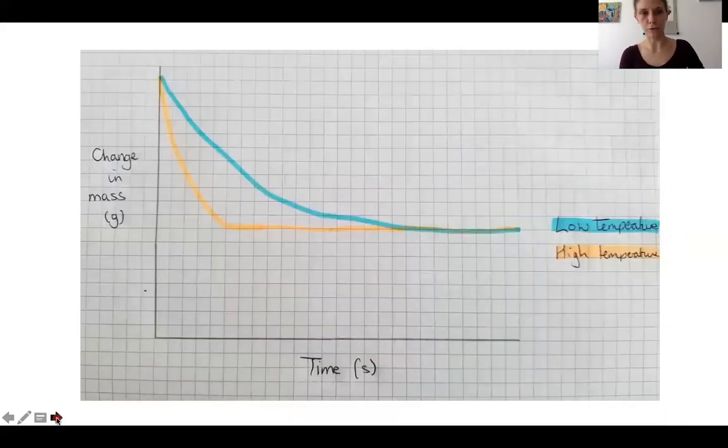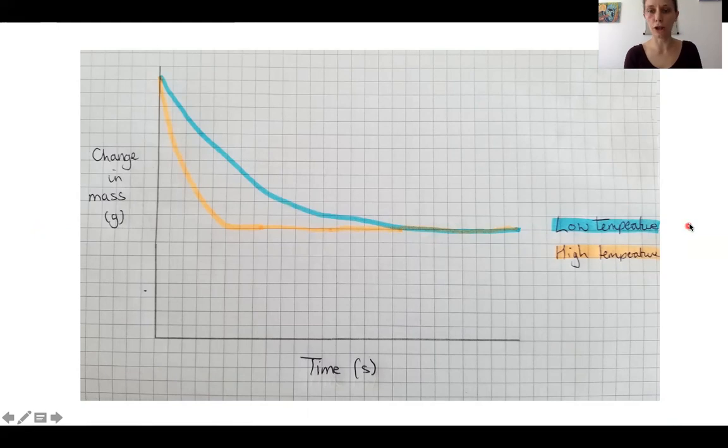Final type of graph you could look at. Note that in this one, the lines are going down the graph. This is because we're measuring a change in mass. So we're measuring the loss of reactant rather than the amount of product being made, like the gases. The lines are coming downwards.